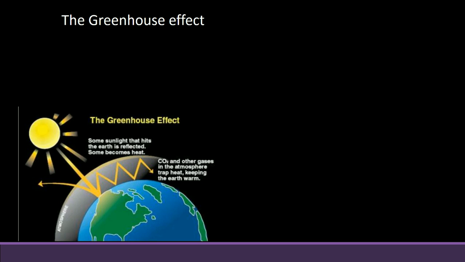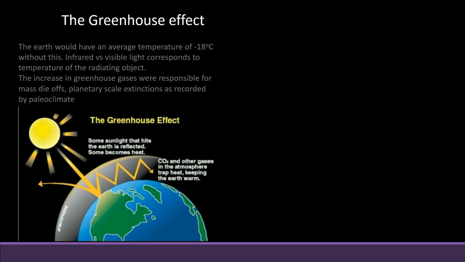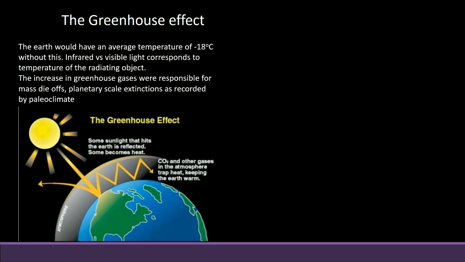So the infrared spectrum is what the greenhouse gases will reflect. The solar incoming radiation is not in the infrared spectrum, but the outgoing heat radiation is in the infrared spectrum. So this is what the greenhouse gases will reflect back onto Earth and trap heat. And the greenhouse gases were responsible for mass die-offs in the past, planetary scale extinctions. It is recorded very well in the planetary history, and you can figure that out from paleoclimate records.